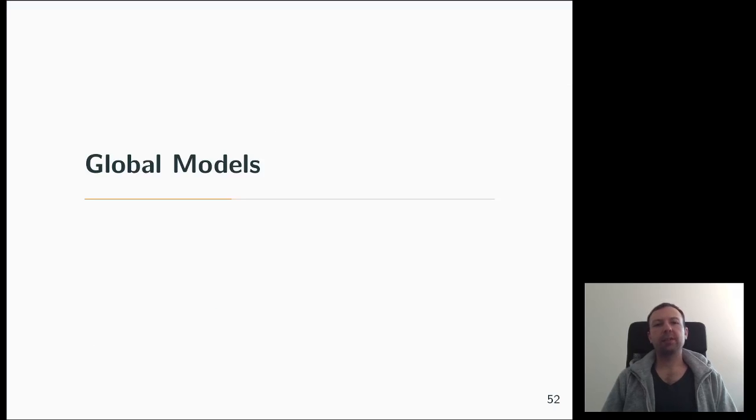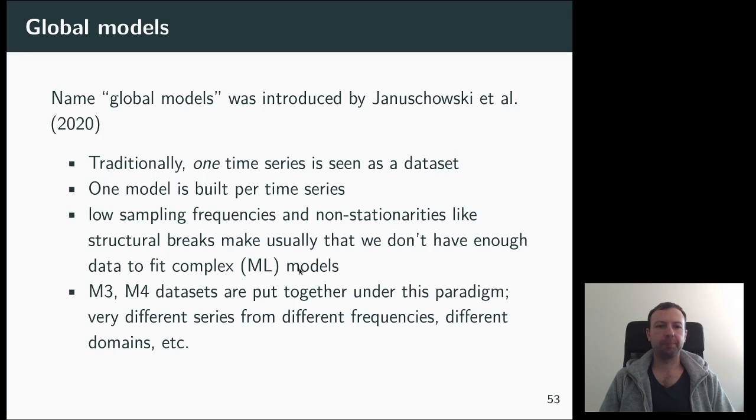Good, that brings us to our next point, global models, which is really a very important paradigm shift. The name global models was actually introduced by Januschowski in 2020. So the idea traditionally in forecasting was that one time series should be seen as a data set. So you build one model per time series.